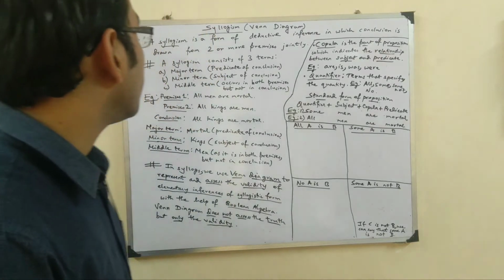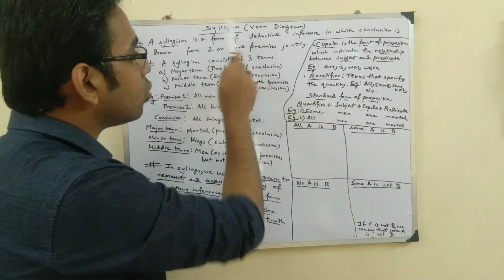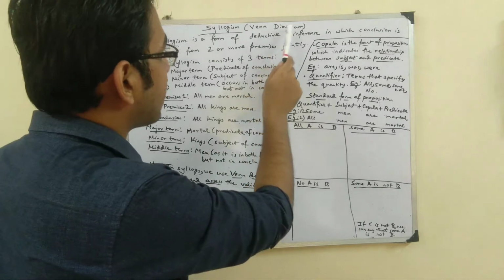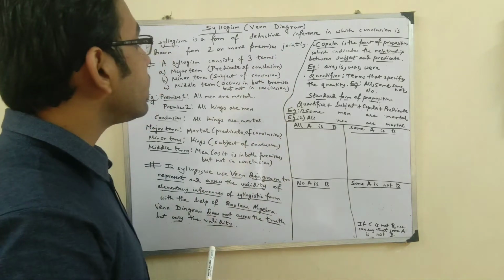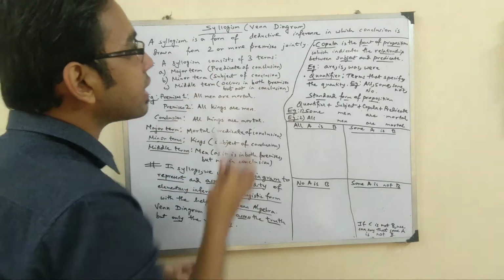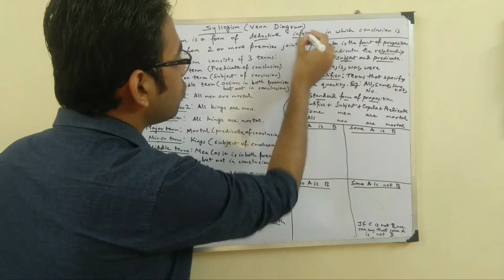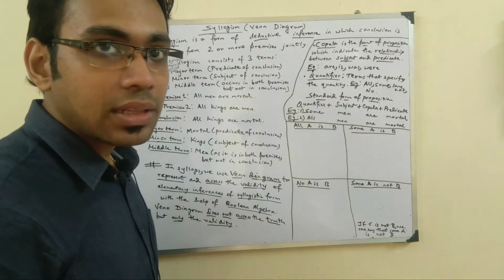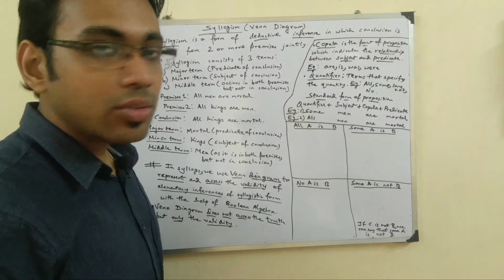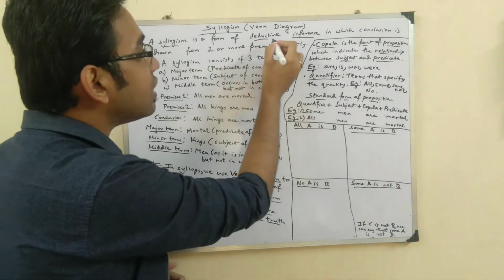Okay, so I am starting with syllogism. To do syllogism, we can apply the Venn diagram approach. So, what is syllogism? A syllogism is a form of deductive inference. Now, I will explain what you mean by deductive and inductive method in my next videos, but I am just giving a synopsis of that. Syllogism is a form of deductive inference.